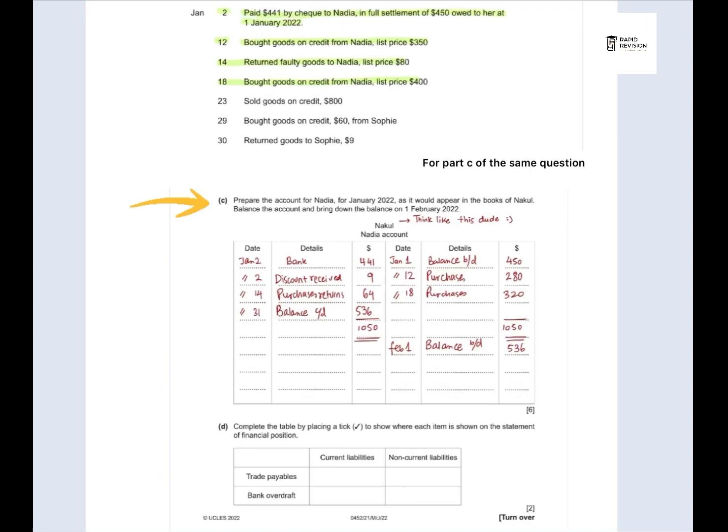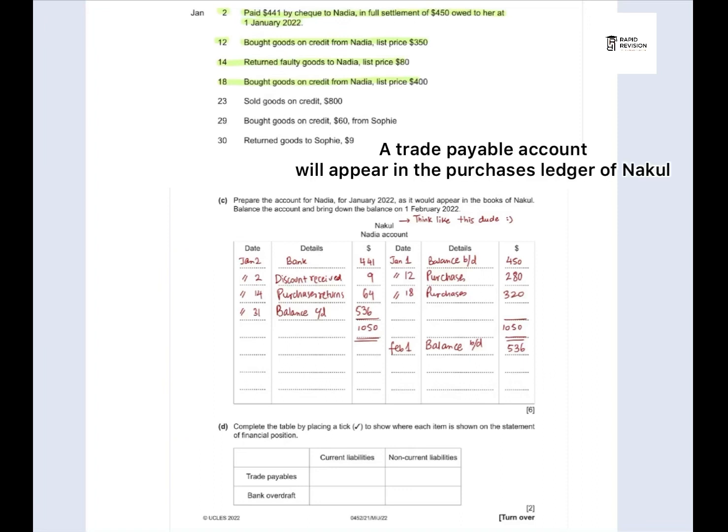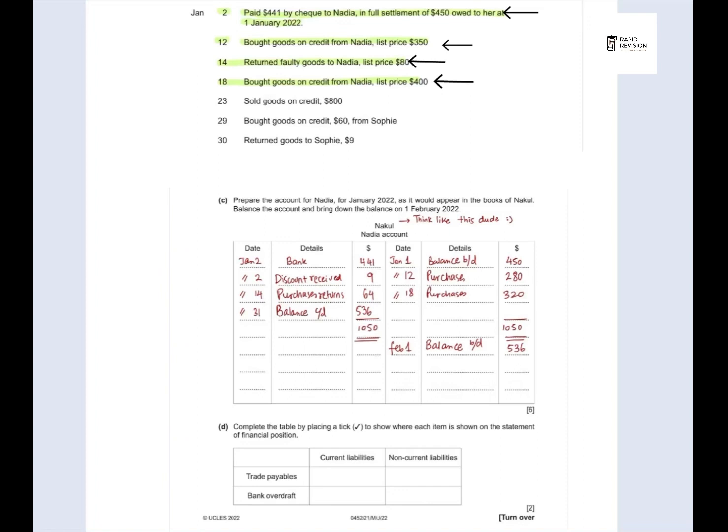For part C of the same question, you need to make an account of Nadia in the ledger of Nakul. So you need to think like Nakul. For Nakul, Nadia is a trade payable. A trade payable account will appear in the purchases ledger of Nakul. The transactions marked in green must be recorded in this account.